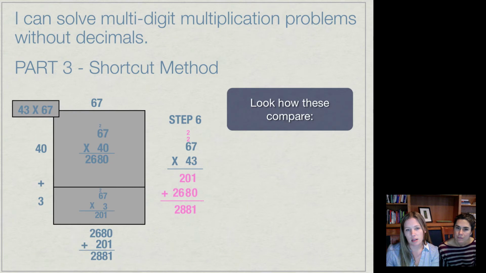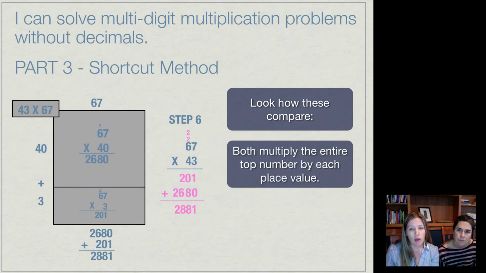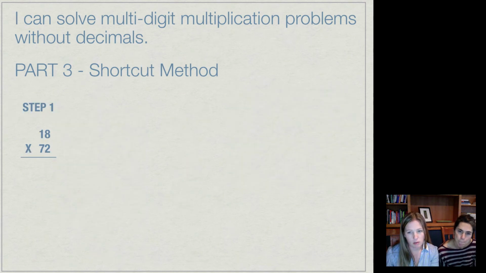So I want to take a second and show you, this was our last step 6 that we just had on your paper. And this is the thing from the last video, same problem, 43 times 67. And I want you to see how these compare. So if you look at 201, that's down here. So that's 67 times 3, and then the 67 times 40, 2,680, 2,680. So essentially you're doing the same thing. You're just taking out having to break that down. And then you add them together just like we did in this. So in both of them, you multiply the entire top number by each place value. So by the tens and by the ones.